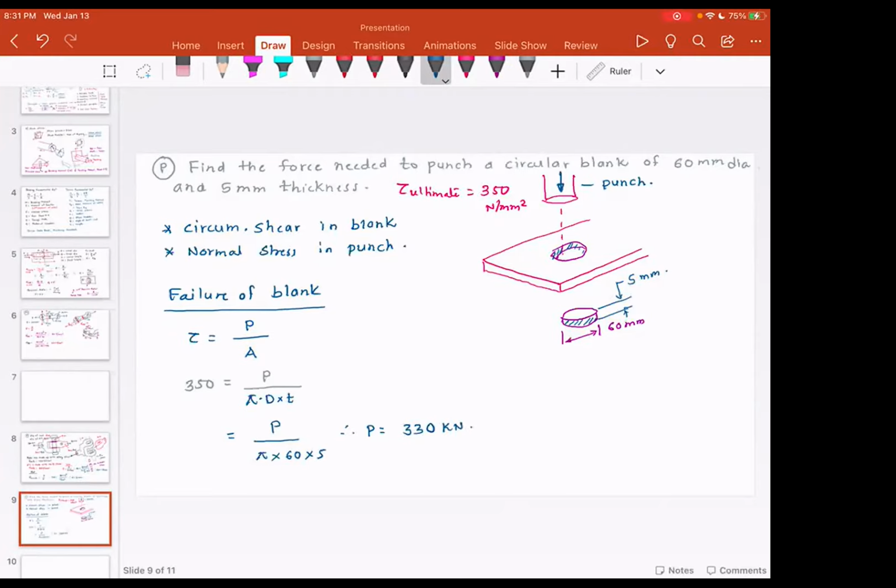Now, an extension to this problem is the stress in the punch. What is the stress in the punch? Please note, the stress in the punch is going to be compressive, sigma C, and that would be P divided by A. And please note, the diameter of the punch has to be the same as the diameter of the blank. Only then are you going to get an accurate blank. So P is going to be 330 kilonewtons divided by the area, pi by 4 multiplied by the diameter squared, 60 squared, and the answer will be in Newton per millimeter square. But please note, this is compressive stress.